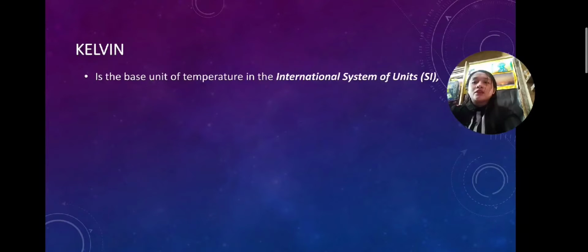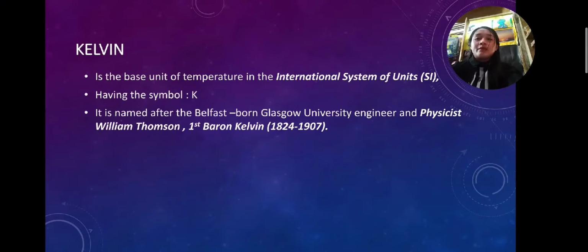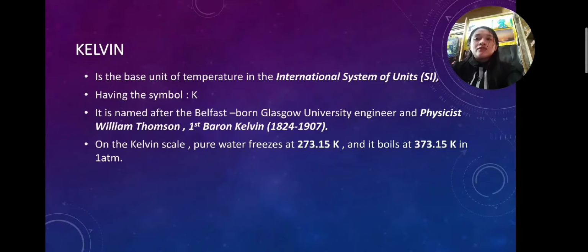And then we have the Kelvin. Kelvin is the base unit of temperature in the International System of Units, or the SI, having the symbol K. It is named after the Belfast-born Glasgow University engineer and physicist William Thomson, first Baron Kelvin, 1824 to 1907. On the Kelvin scale, pure water freezes at 273.15 Kelvin, and it boils at 373.15 Kelvin at 1 atm.